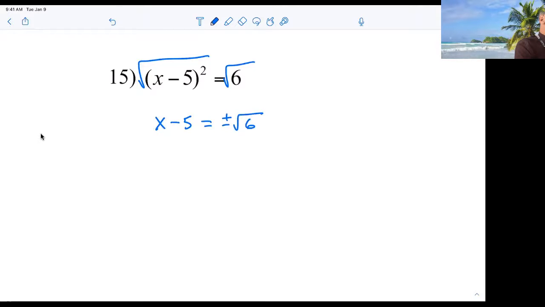Now, what do I do to both sides? Would someone tell me what to do? I'm trying to isolate x. Oh, add 5. Wow. x equals 5 plus or minus square root 6. Anybody have any issues? All right, this is going way back. I just added 5, right?